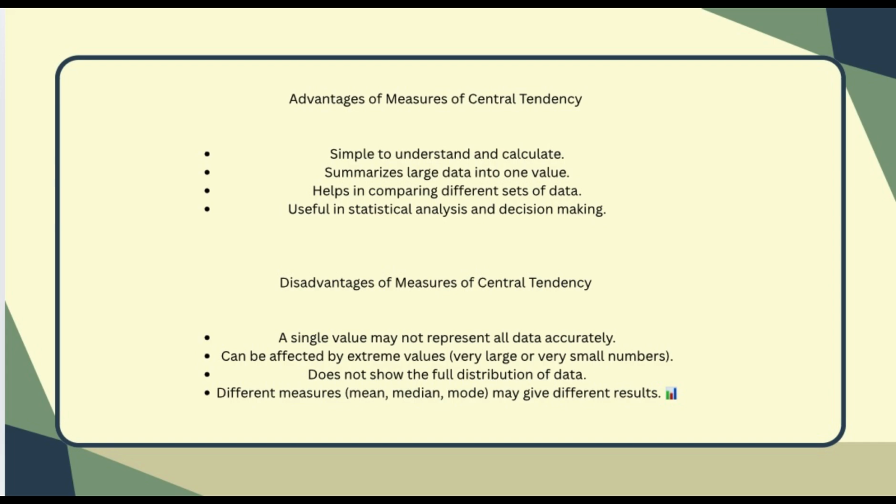Measures of central tendencies are very useful because they make large data simple, help in comparison, support decision making, but they also have limitations, such as being affected by extreme values and not always representing all kinds of data perfectly. So they should be used along with other statistical tools for better understanding. In short, measures of central tendencies are essential because they summarize data, make comparison easier, support decision making, and help us understand patterns. They are the basic tools in statistics that turn raw data into meaningful information.